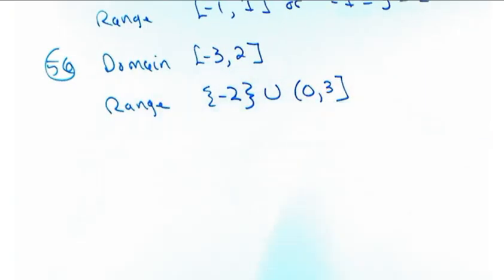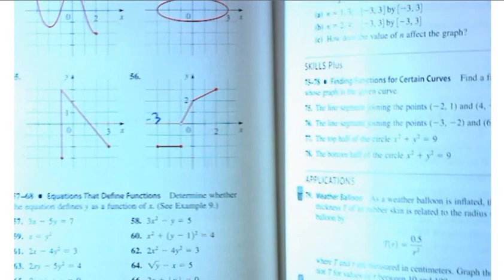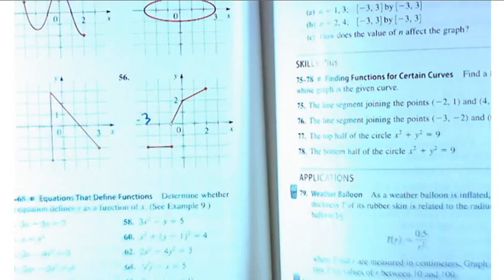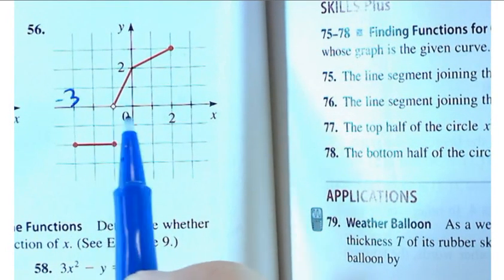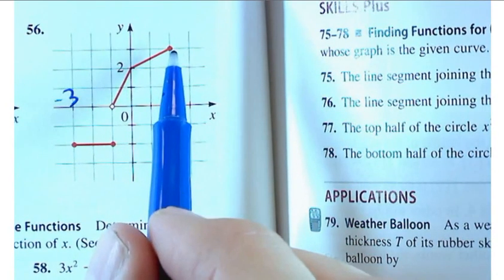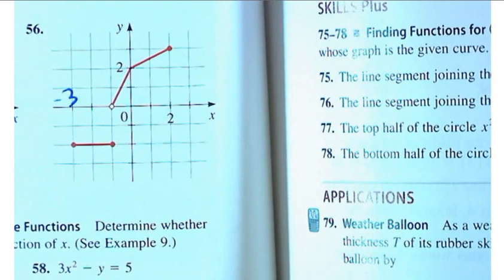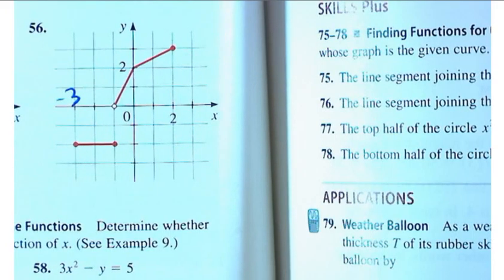And let's take a look back at the graph. See that? So you're not including the 0 because 0 is not part of the graph in the y direction, but 3 is. So that's why we got that funny combination of parentheses and brackets on the range.